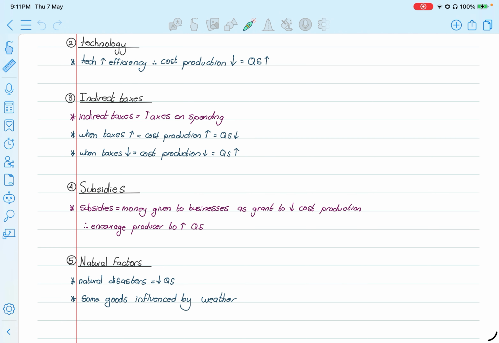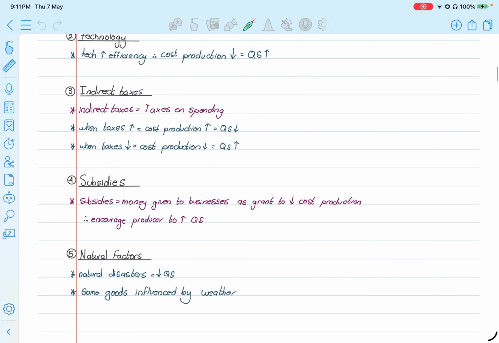Next, we've got subsidies. Subsidies, the definition is basically money given by the government in the form of a grant to businesses in order to decrease cost of production, mainly, depending what situation the subsidy is given in. Mainly, this is the whole point, to decrease the cost of production and encourage producers to increase quantity supplied, especially if it is a beneficial externality.